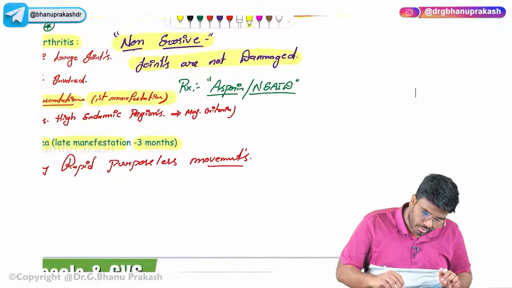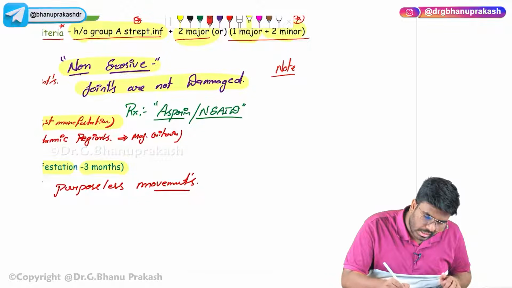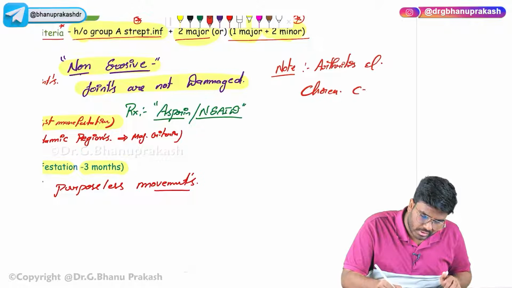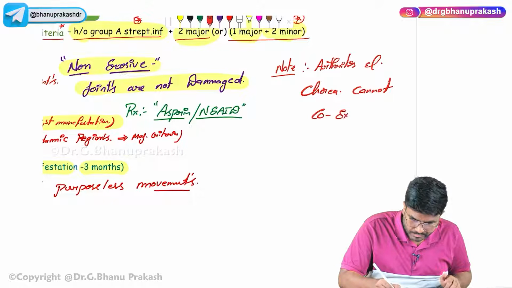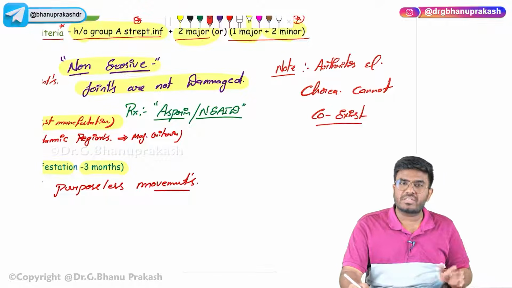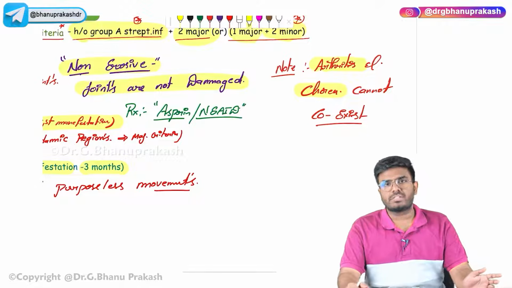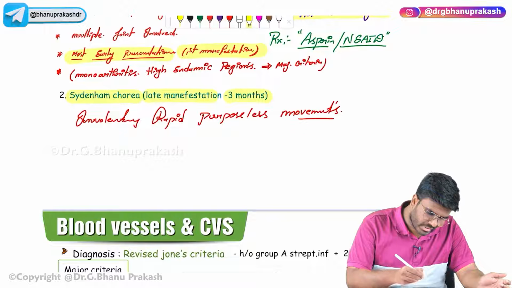So the point which I want you to note here is, take a note. Note: arthritis and Sydenham's chorea cannot coexist. Why? Because arthritis is the earliest manifestation, and chorea is the late manifestation after 3 months, 4 months. So they cannot coexist. Okay, that's the point which I want you to know.